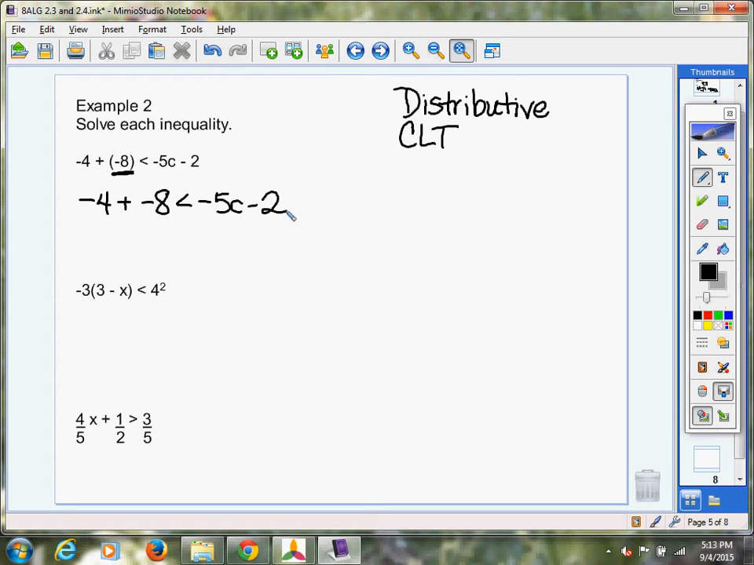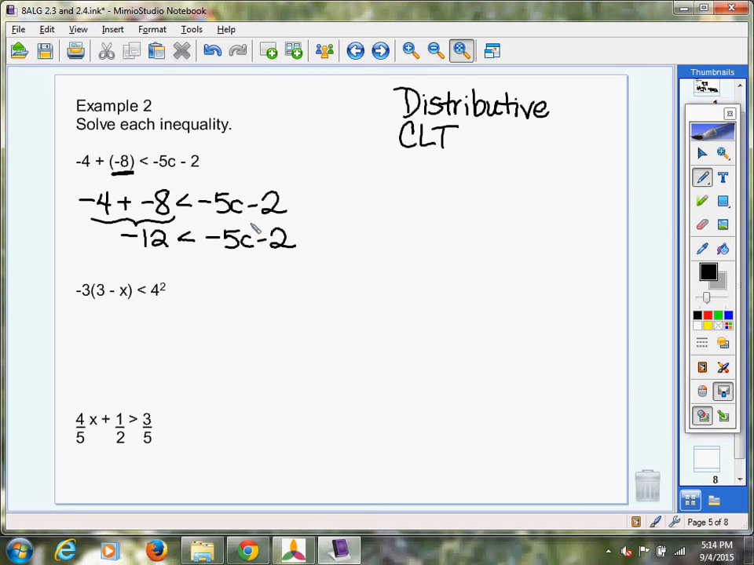Okay, now let's look at what we do have. On the left side, we have like terms. This is a great opportunity to go ahead and clean that up and make it one number. They are like terms. So what's -4 plus -8? That's right, -12. Now, from here, there's no distributive situation, never was. We did combine some like terms on the left. There aren't any like terms on the right. So really, from here, it's just a two-step inequality that we need to solve.